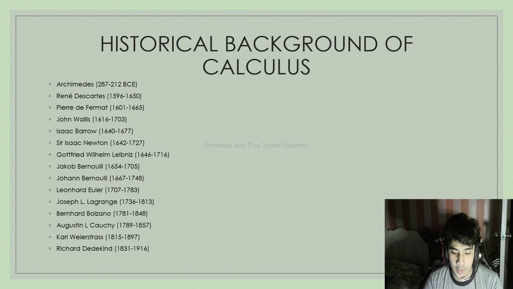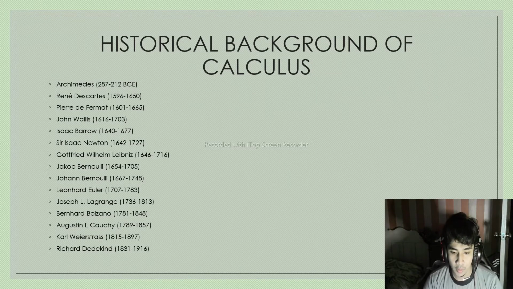However, the invention of calculus is often attributed to Sir Isaac Newton and Gottfried Wilhelm Leibniz, because they began the generalization and unification of the subject. There were other mathematicians of the 17th and 18th century who joined in the development of the calculus. Some of them were Jacob Bernoulli, Johann Bernoulli, Leonhard Euler, and Joseph L.